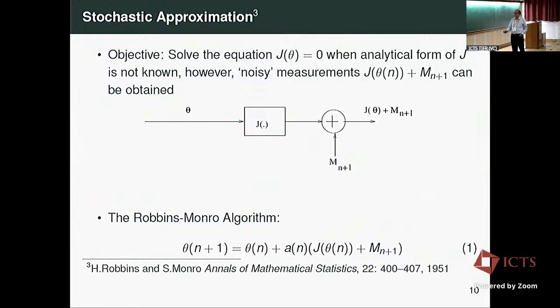And once you keep doing this over a period of time, under certain conditions, you can actually show that theta n will converge to some theta star, let's say. That theta star will be such that this is actually met, which means J of theta star is 0. The advantage with this algorithm is, nowhere in the process are you really trying to estimate the form of this function J. When you just make use of these noisy measurements, you know that upon convergence, it will give you a theta for which J of theta is 0.